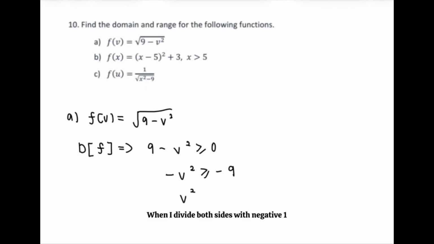When I divide both sides by negative 1, the inequality sign will flip around, which gives us the sign less than or equal. And then square root both sides to get only v. And we know that v is in between negative 3 and 3. So that is our domain. Our domain of the function will be between negative 3 and 3.